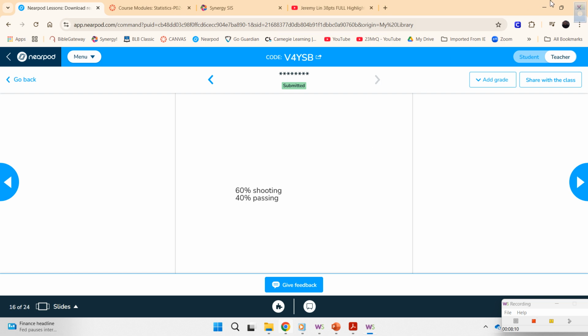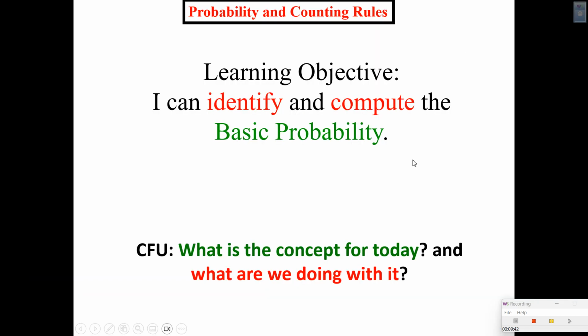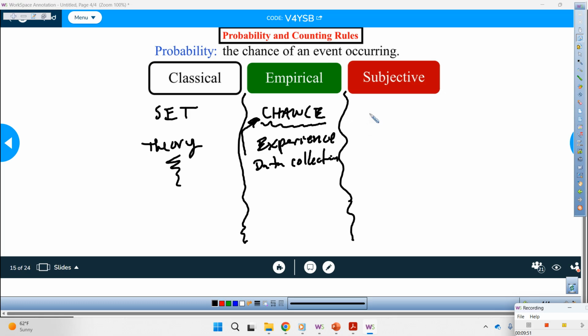So what you guys just experienced is what we call subjective probability. We already know what classical probability is, what empirical probability is, and after watching a video, I asked you for data and you gave me subjective probability. Tell your neighbor what subjective probability is in your own words. After you saw all those numbers that I was reading.